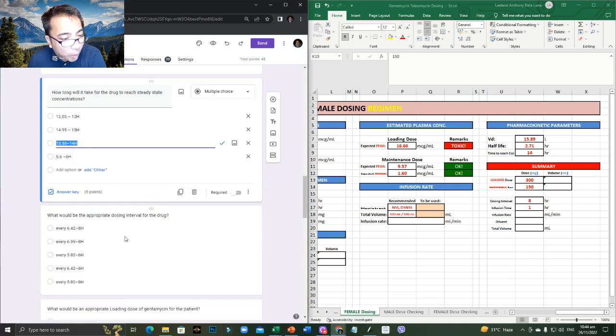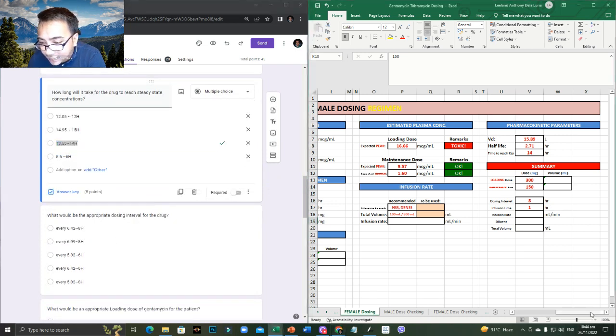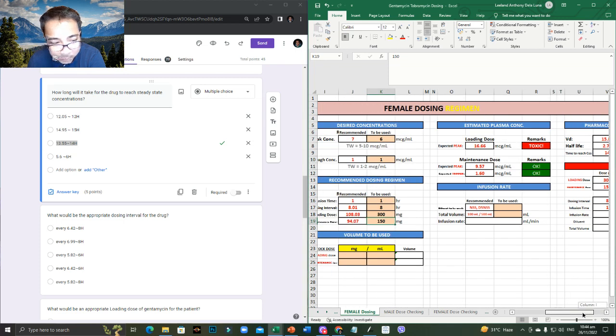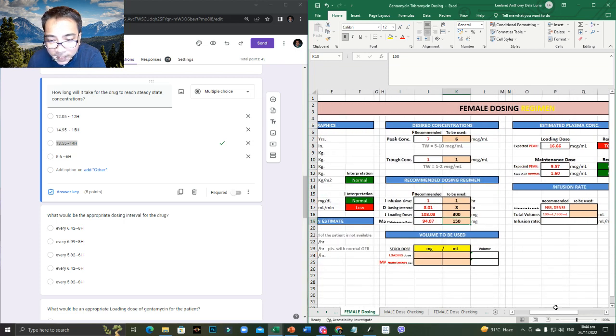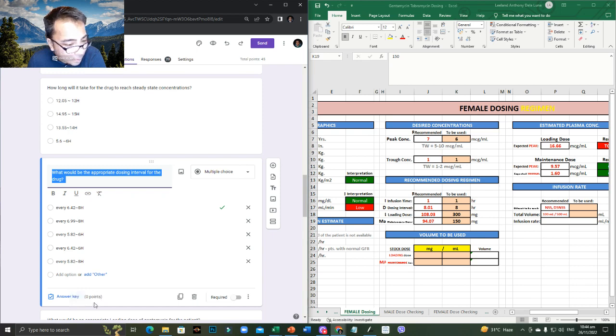Okay? Then what will be the appropriate dosing interval for the drug? For this one, class, somehow I clicked the wrong thing there. I don't know why. Okay, it should have been 08.01, but it's still 8 hours. So what I did here, class, is I made it 0 points. Alright? Consider it a bonus.